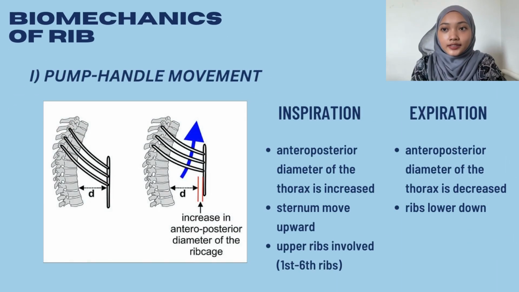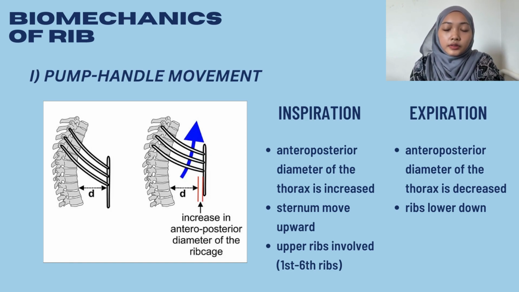The biomechanics of ribs. The ribs move during inspiration and expiration to either expand or compress the chest. The diaphragm also moves up and down to increase or decrease the volume of the chest. The movement of ribs can be explained through pump handle movement or bucket handle movement. First is the pump handle movement.